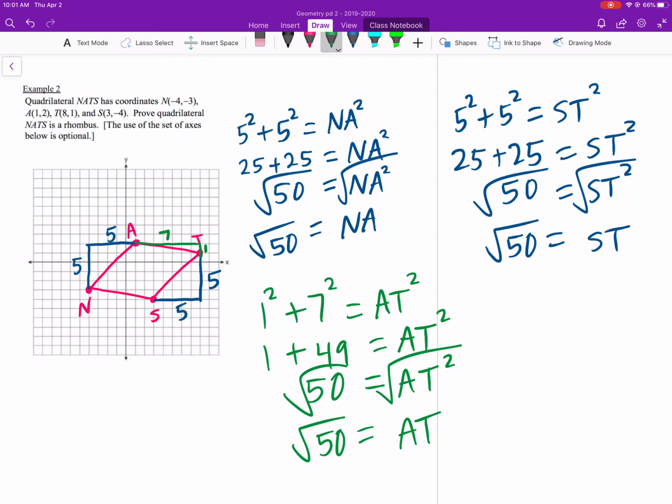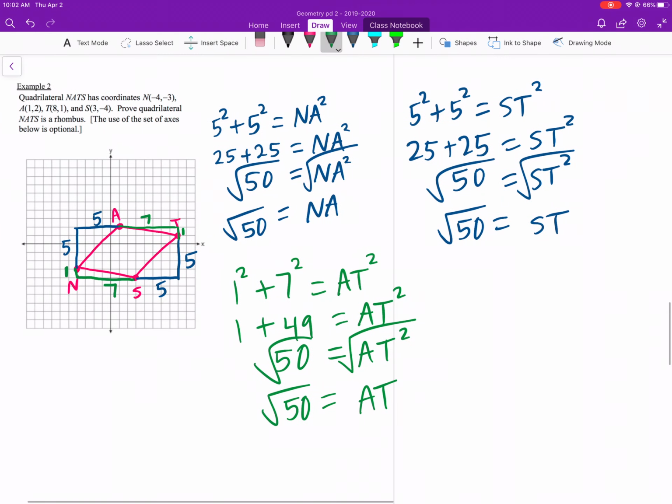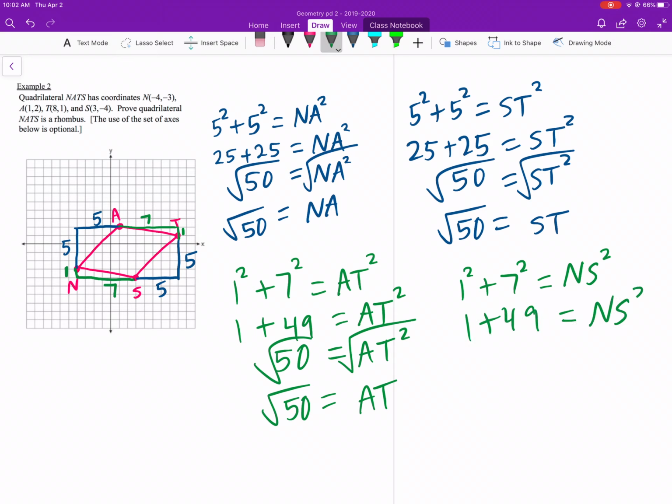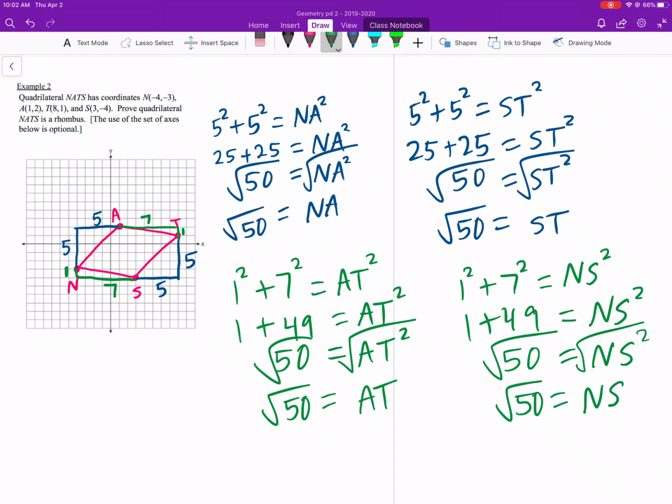All right, one more side length. NS. Make a right triangle. The dimensions are just like the top one, 1 and 7 for that right triangle. So yes, we have to show the same work. 1 squared and 7 squared will give us NS squared. 1 and 49 again. And we get our fourth radical 50.